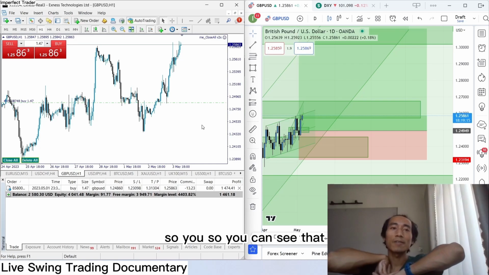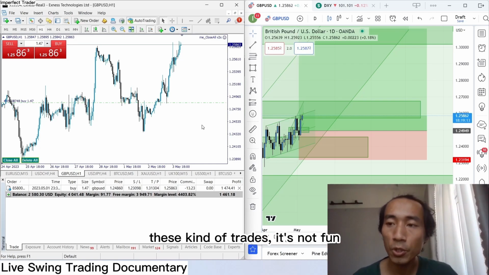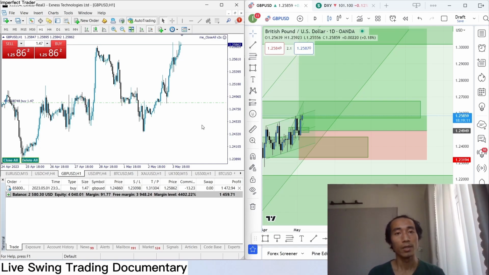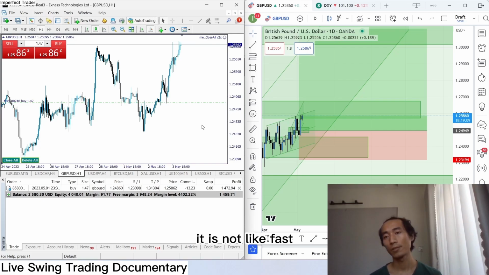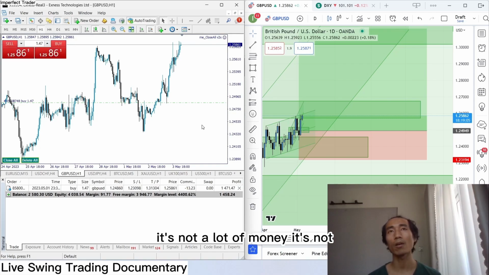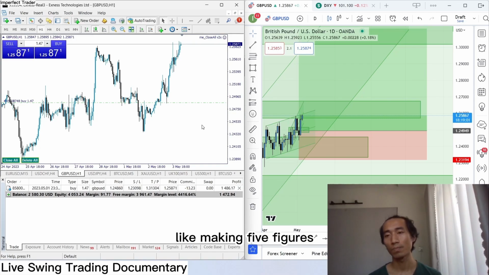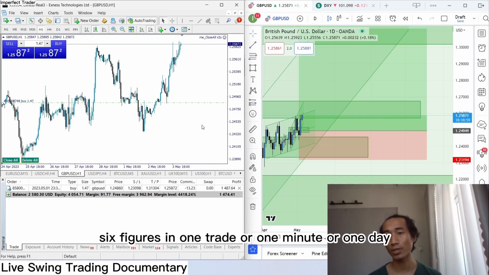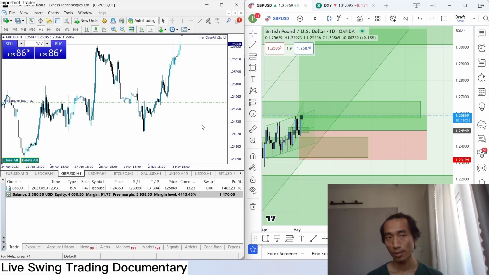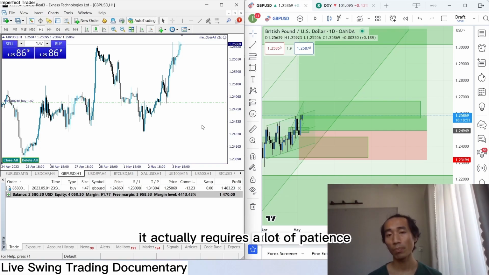So you can see that this kind of trade is not fun. It is not fast. It's not a lot of money. It's not like making five figures, six figures in one trade or one minute or one day. It actually requires a lot of patience.